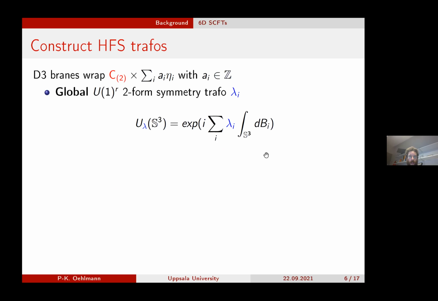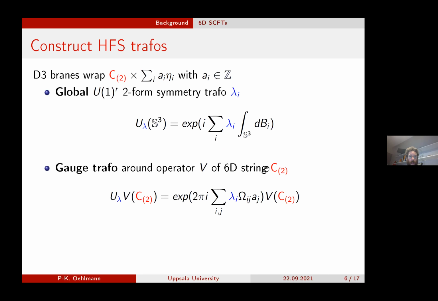So very good. So I have the symmetry transformation, and now I can look at what kind of gauge transformation I have if I surround an operator that is supported by such a two-dimensional string here. So I just do what I had before, and I will essentially get a symmetry transformation like this. Remember, this part here is sort of your string charge, and this is your symmetry transformation parameter.